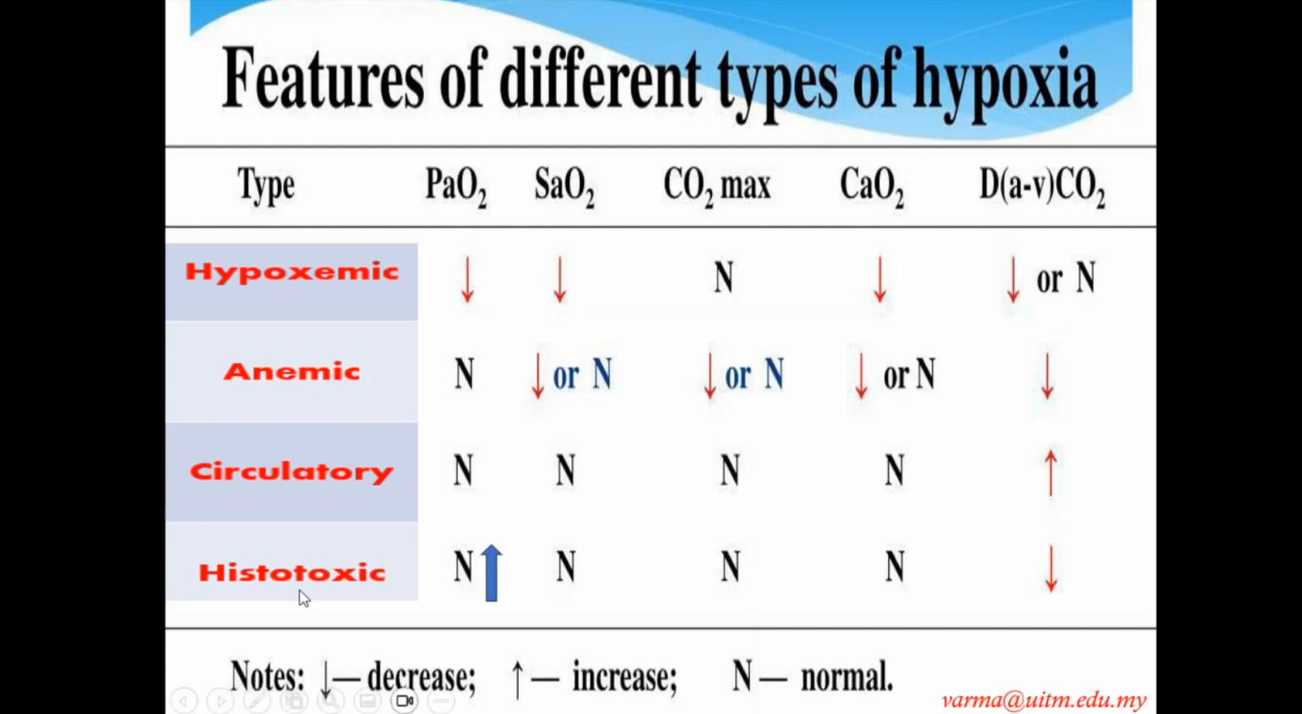Then histotoxic hypoxia, where there's no problem with any of these. As I mentioned, because of reduced utilization of oxygen, the PaO2 may be raised or normal. The arterial content will be on the very high side because of defective utilization. The difference between arterial and venous oxygen content will be either reduced or normal as well. So it's very difficult to actually calculate histotoxic. Histotoxic is diagnosed when all the others are normal, meaning it is most likely histotoxic.